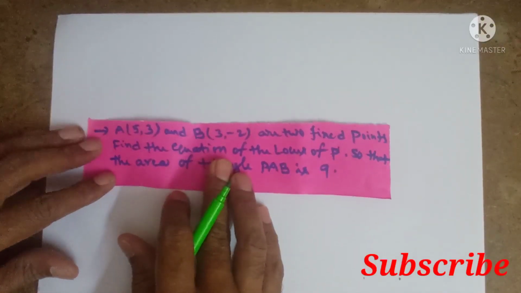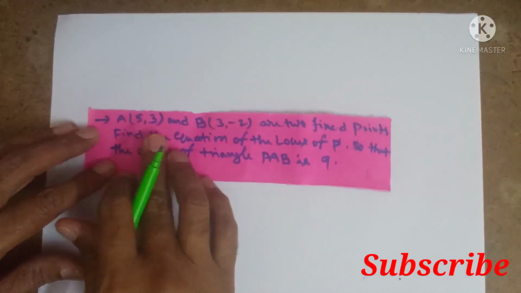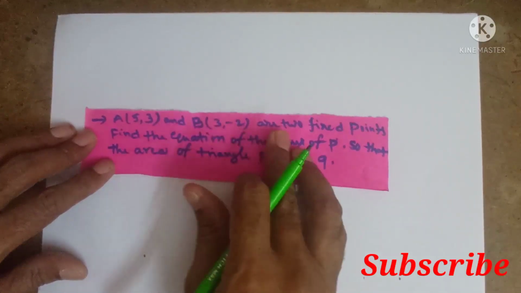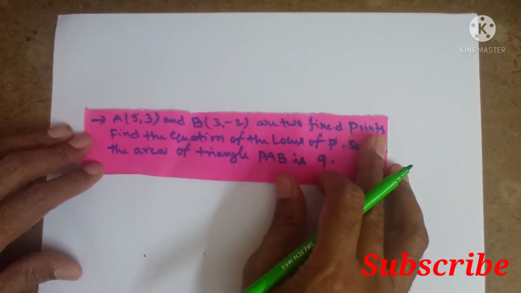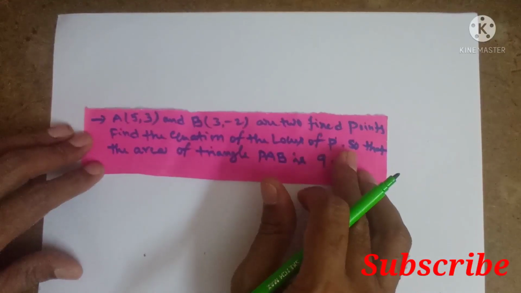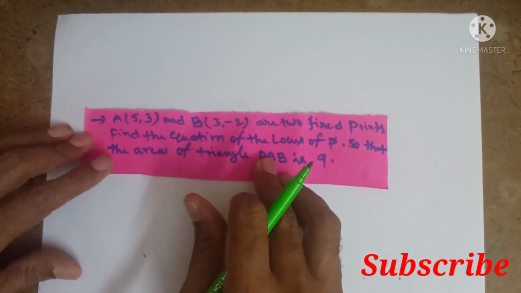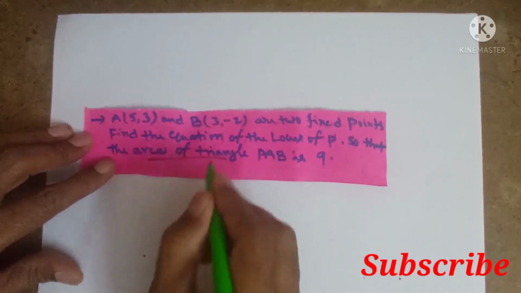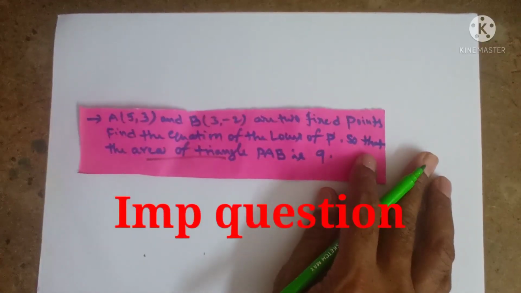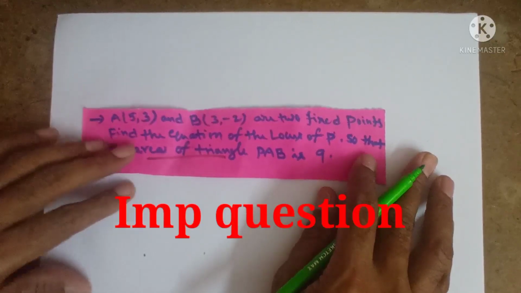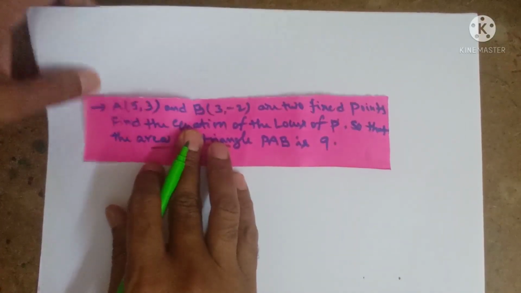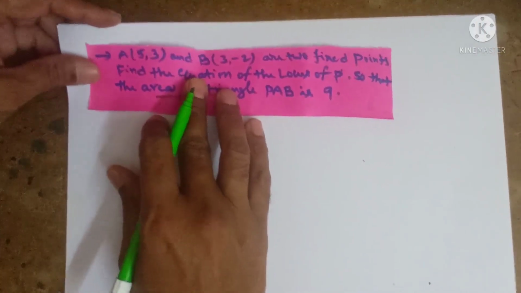Yes, students, the next important problem: A of 5 comma 3 and B of 3 comma minus 2 are two fixed points. Find the equation of the locus of P so that the area of triangle. This area of triangle problem is very important. These types of questions are too. So this is one of the best important questions. Okay, now we can start this question.